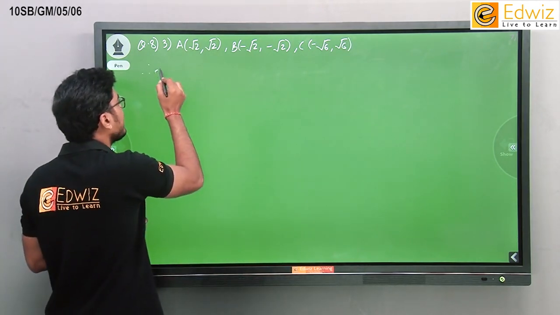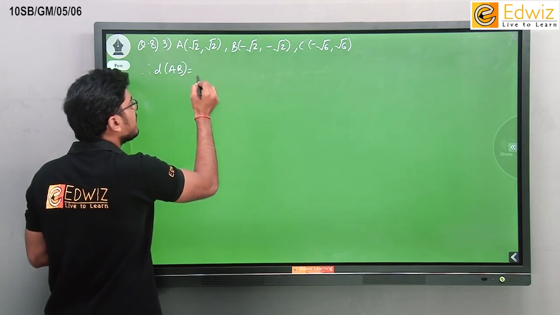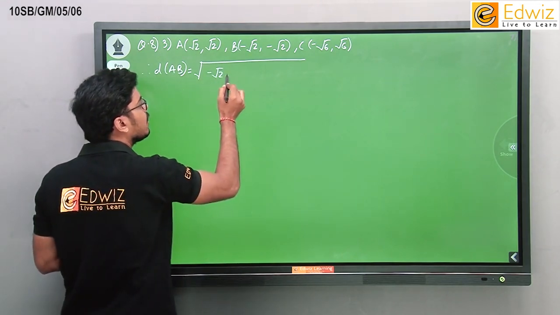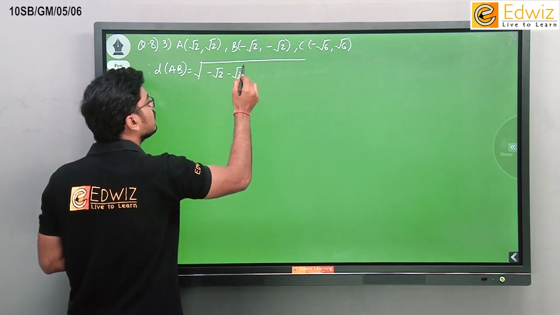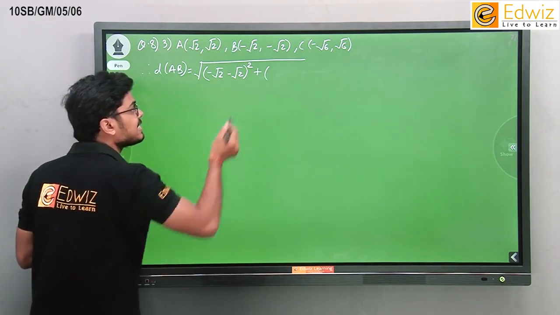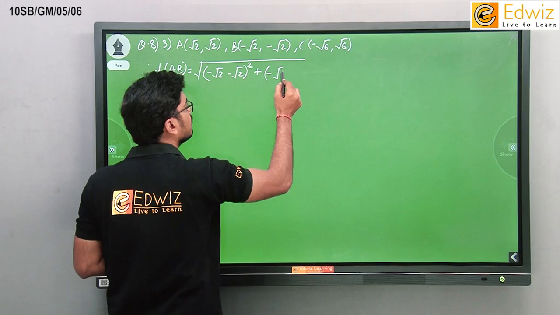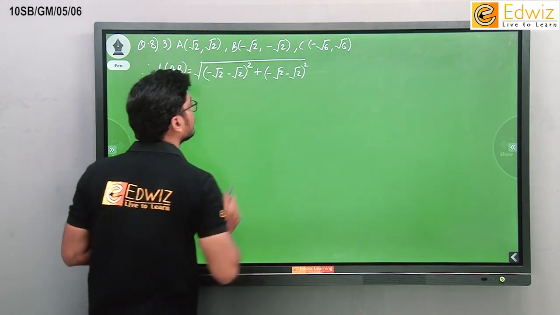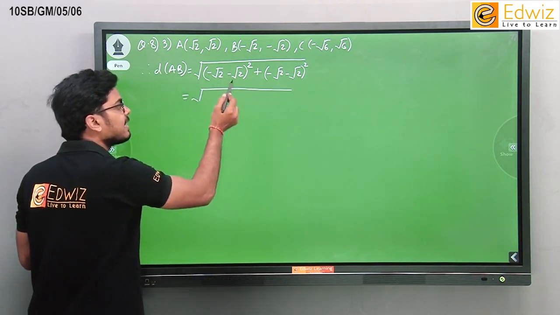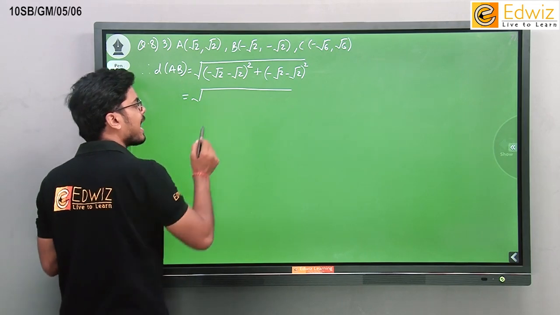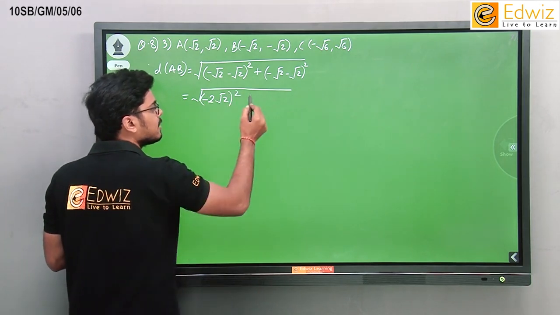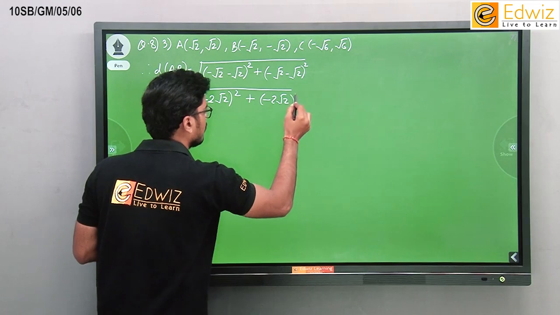Let us first find distance AB. Distance AB will be equal to square root of x2 minus x1. So minus root 2 minus root 2 the whole square, correct, plus y2 minus y1, once again minus root 2 minus root 2, the whole square. Okay, so here what we will get is square root of, these will get added since both are negative, दोनों negative है तो add करके क्या आएगा 2 root 2 but negative, और इसका whole square as it is, same here minus 2 root 2 whole square.